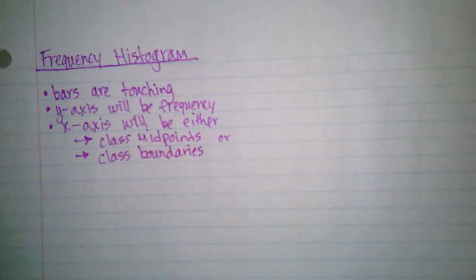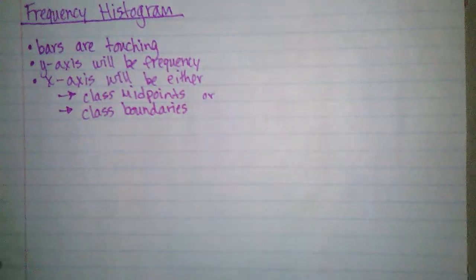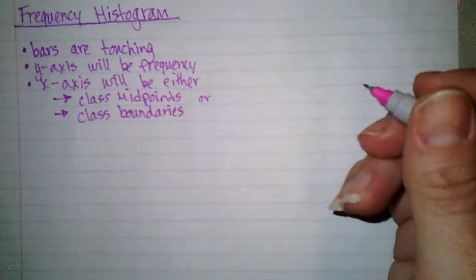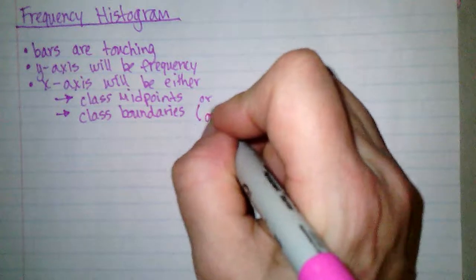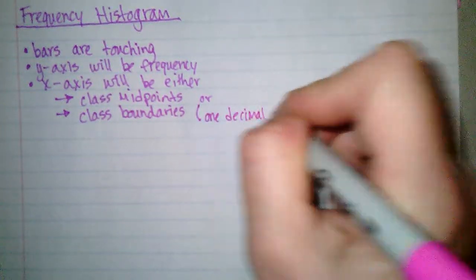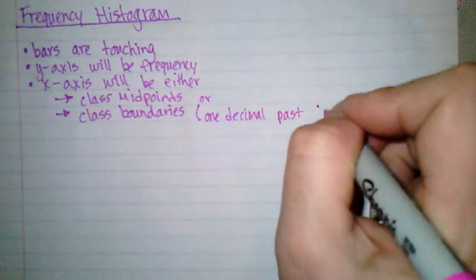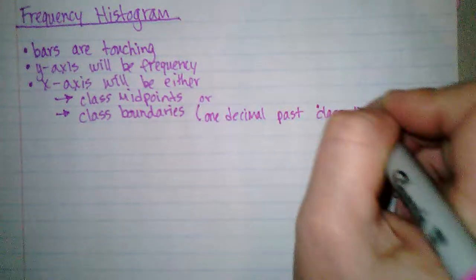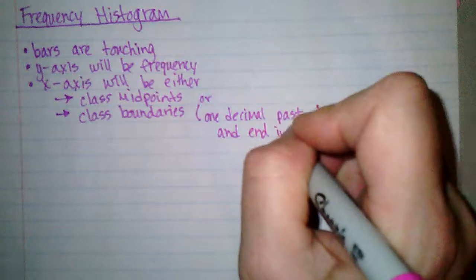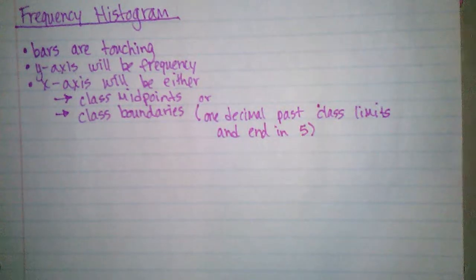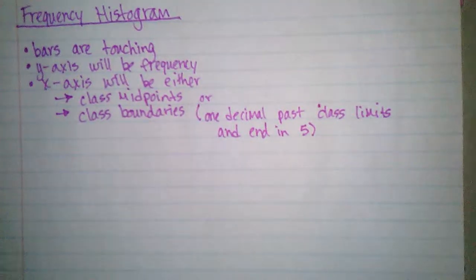So we're going to make 2 frequency histograms for our data that we just worked with on the other page. One is going to be using midpoints, and one will be using class boundaries. Remember that class boundaries are 1 decimal point past the class limits, and they end in a 5. So we'll put those together when we get to that. Let's do our first one using midpoints.